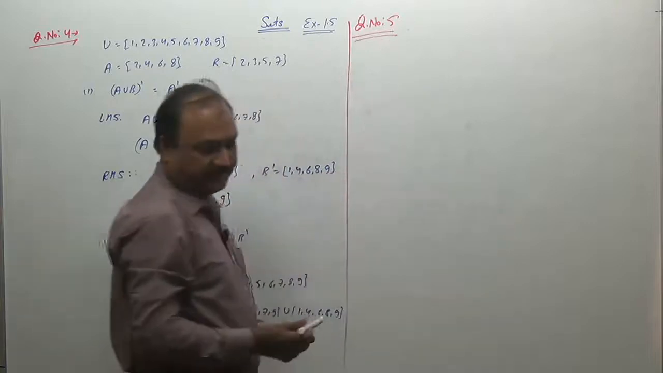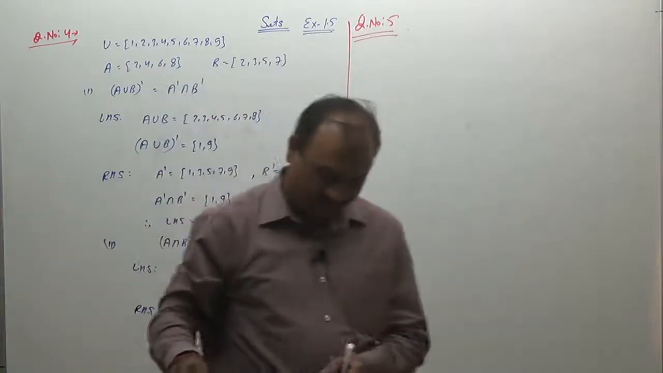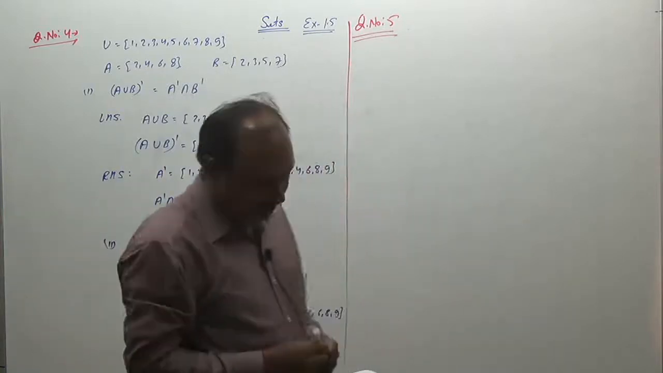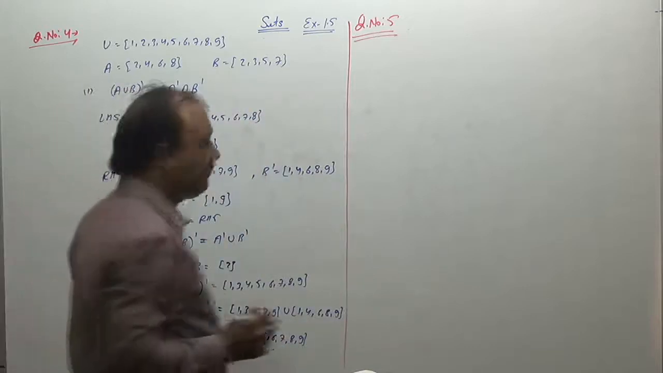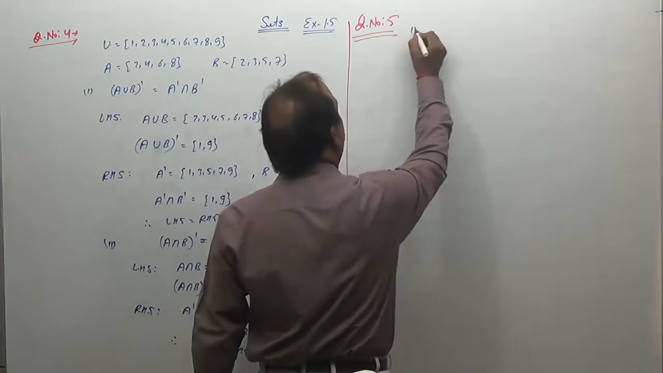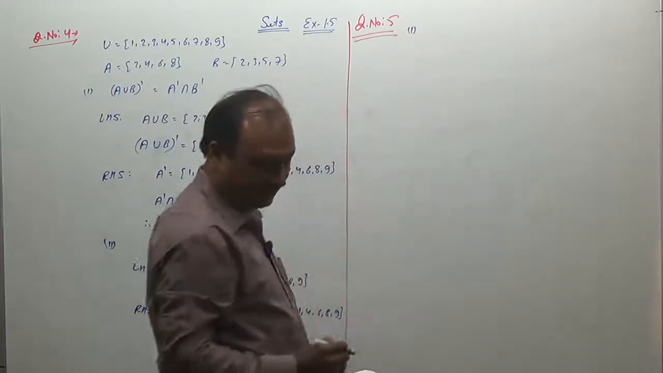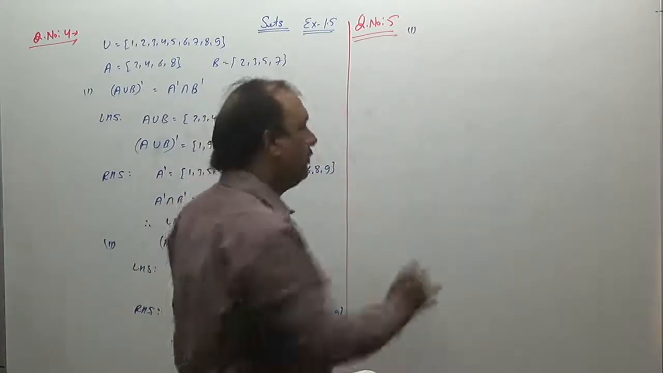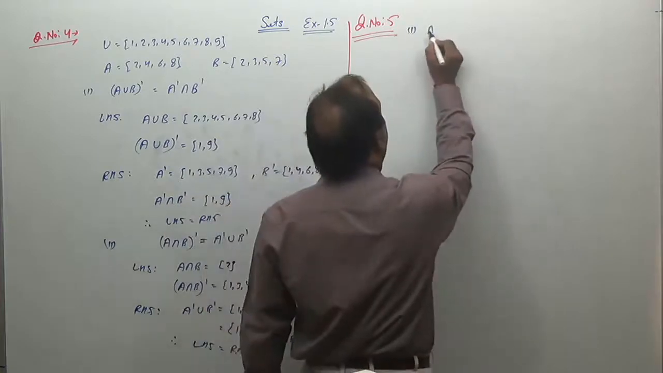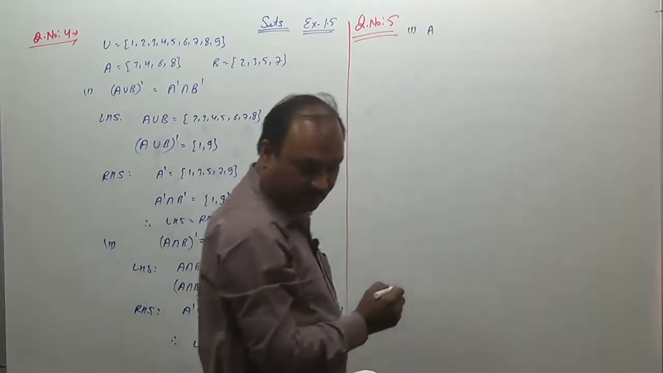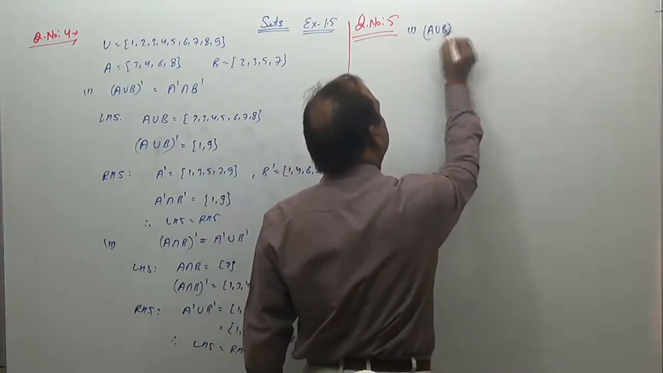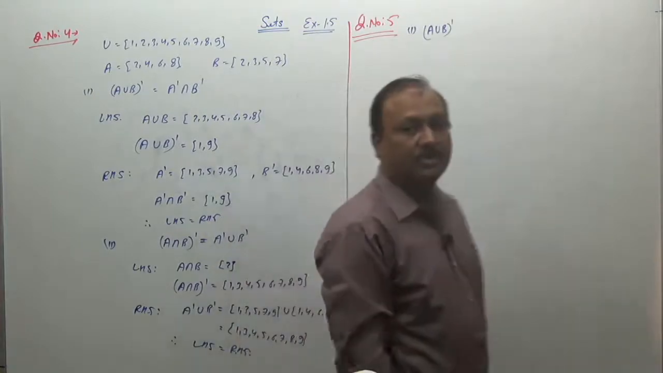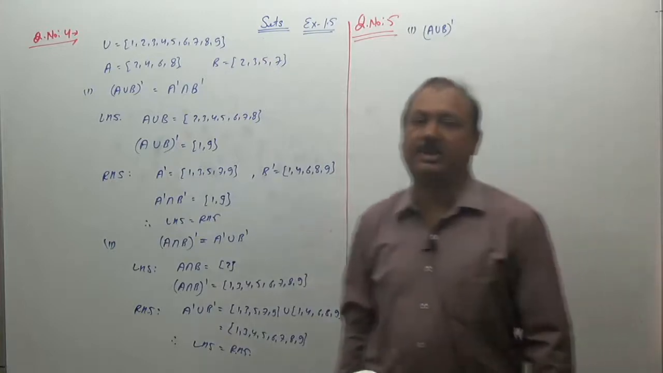Question number 5 is, draw appropriate Venn diagram for each of the following cases. So, first case is A union B whole complement. Question is that draw the Venn diagram.